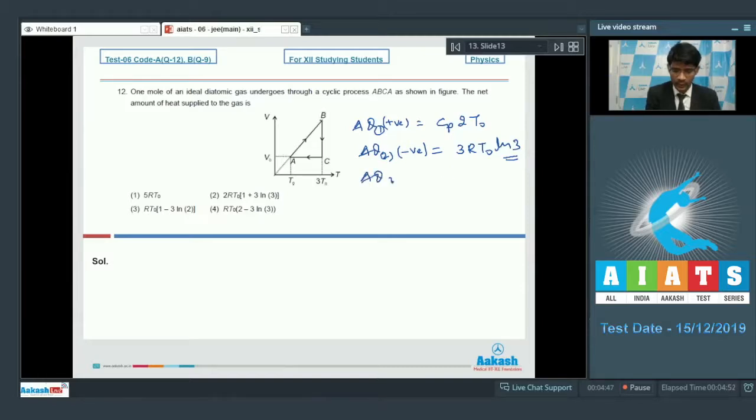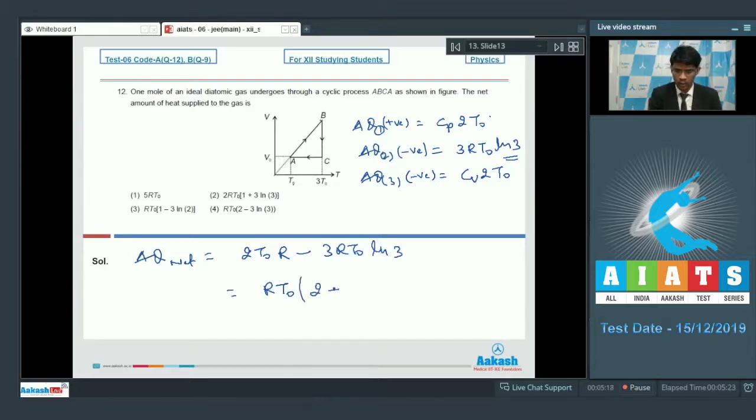Now delta Q3 for the process C to A. It is an isochoric process, so yet again the heat has been taken out from here. It is n Cv dT, which is 2T naught. So this is plus, minus and minus. So delta Q net is 2T naught into Cp minus Cv, which is R, minus 3RT naught ln 3, or RT naught into 2 minus 3 ln 3. So looking into the options, we get option 4 as the correct answer for question number 12.